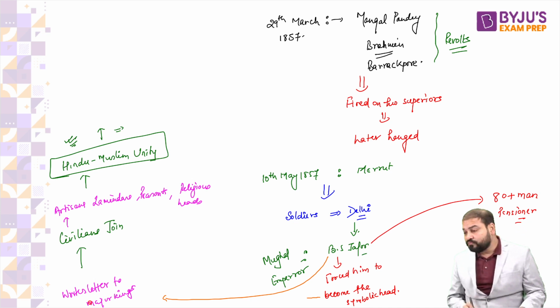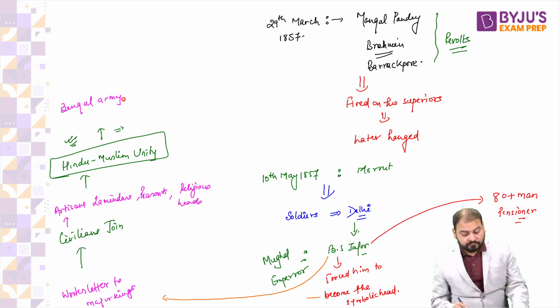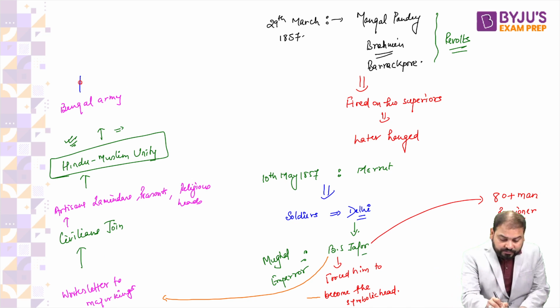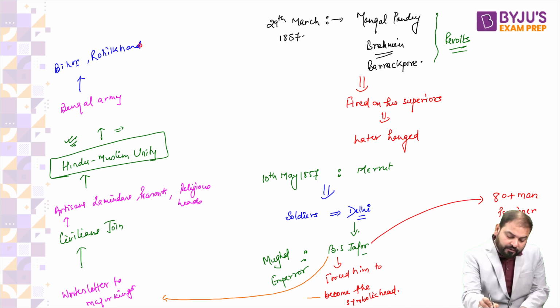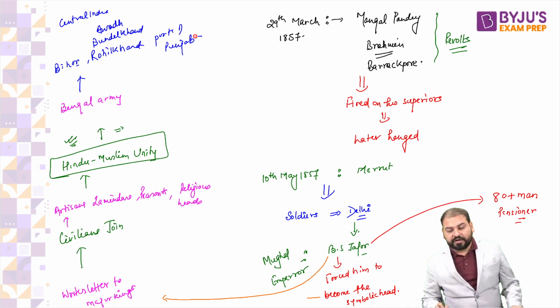And very soon, the entire Bengal army has revolted. And from Bengal, this revolt now goes to Bihar, present-day UP, areas like Rohilkhand, Bundelkhand, Awadh, your entire central India, parts of Punjab. All these places, the revolt has happened.